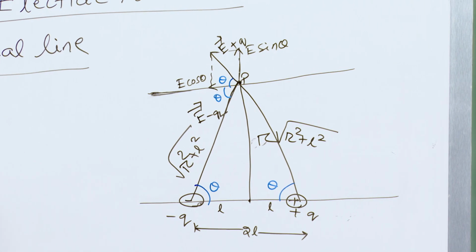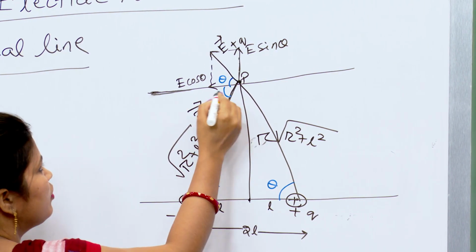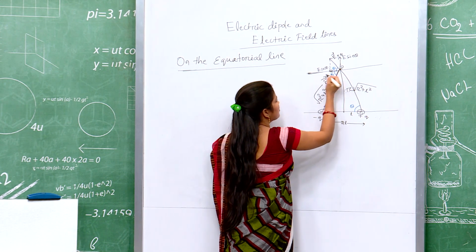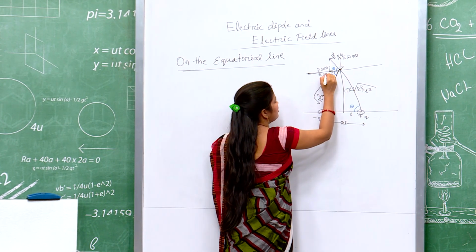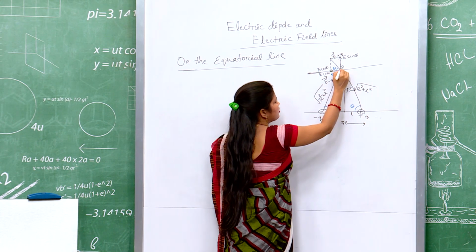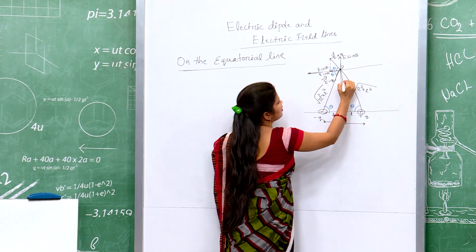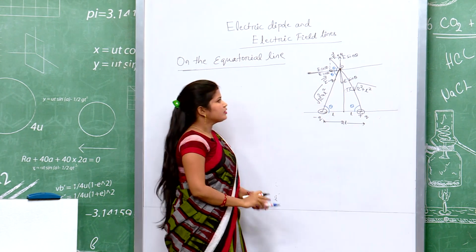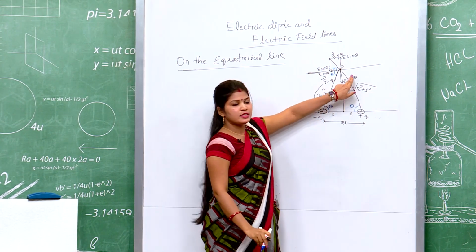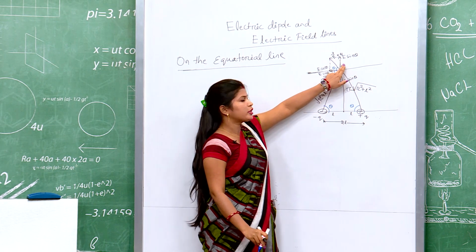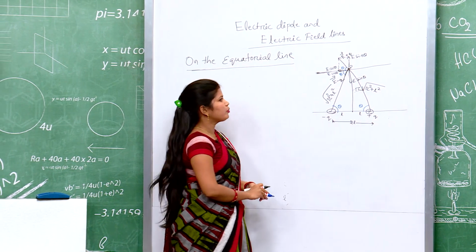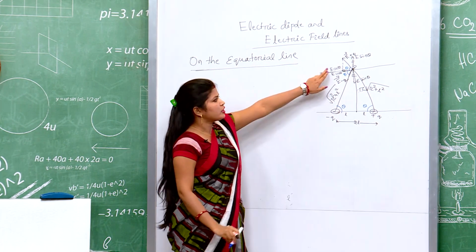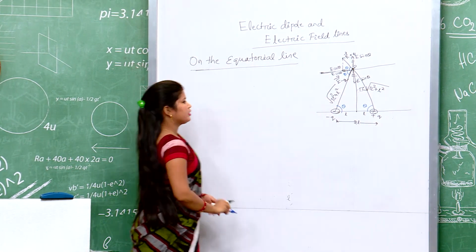Okay. Similarly, on resolving E minus q, we will get E cos theta, and here also E sin theta. Then the E sin theta components are equal in magnitude but opposite in direction. So, they will be cancelled out, and the E cos theta components will be added up.